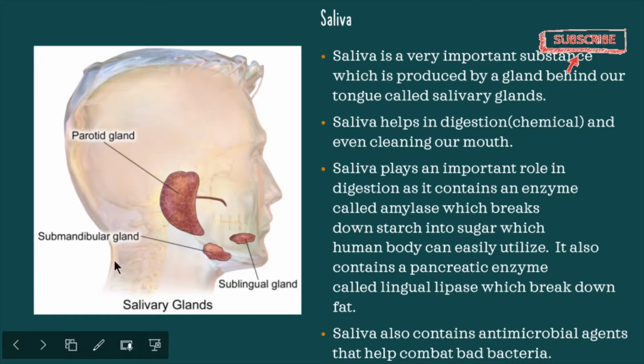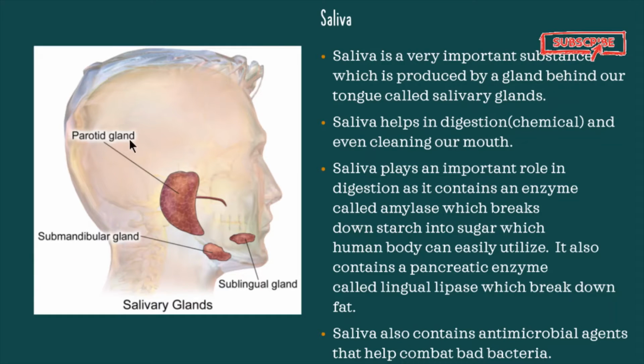They are also named, as they are of different types: parotid gland, submandibular gland, and lingual gland. I have come across this for the first time while making this video. Saliva helps in digestion and even in cleaning our mouth. It kills many bacteria that are present in our mouth. So it even helps in digestion. Did you know that? Yes, saliva plays an important role in digestion, as it contains an enzyme called amylase.